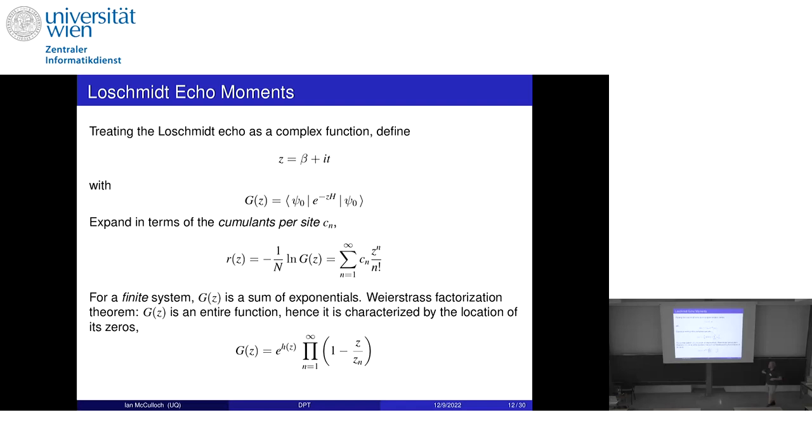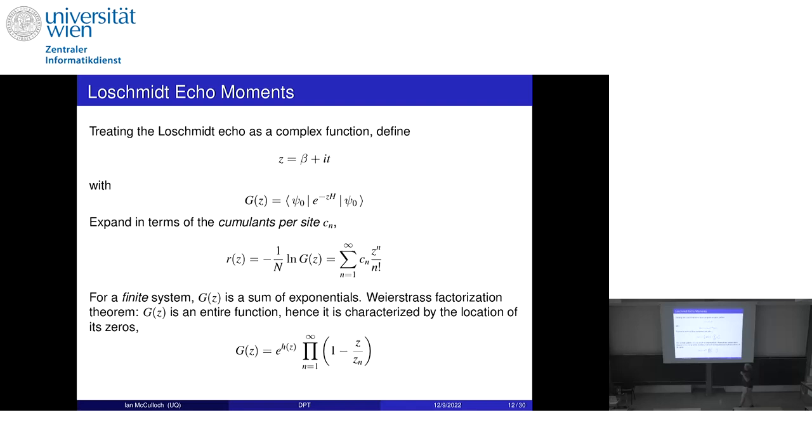So if we think about our G function, our Loschmidt Echo, we can expand this out in the cumulants. So my rate function is essentially the generating function of the cumulants. I can write my cumulants in terms of the negative 1 over n of my log of this function, and I can get a polynomial expansion in that, if I can calculate these cumulants here.